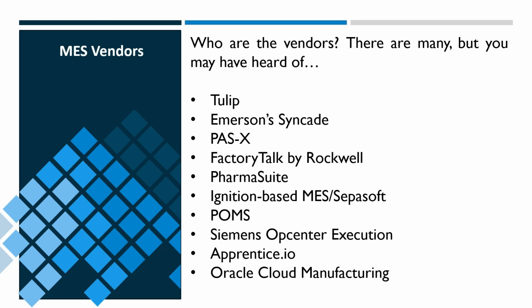There are a lot of MES vendors. This is just a small selection of them, and this is a blend of next gen and traditional MES. These are not in any particular order, and we're definitely not endorsing one over the other. Which MES you choose, as we've just said, is determined by what you need for your process. How well does it fit with what you already have if you don't want to just rip everything out and start over? You have Tulip, Emerson Kincaid, you have PassX and Factory Talk by Rockwell, all the way down to Oracle Cloud Manufacturing and Siemens Op Center Execution. These are just a few.